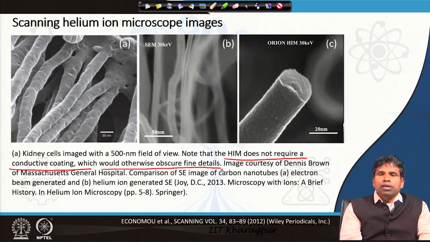If you remember, in our scanning electron microscopy, the sample has to be conducting. If the sample is not conducting, we do a metal coating on the specimen to make it conducting to see the surface features.